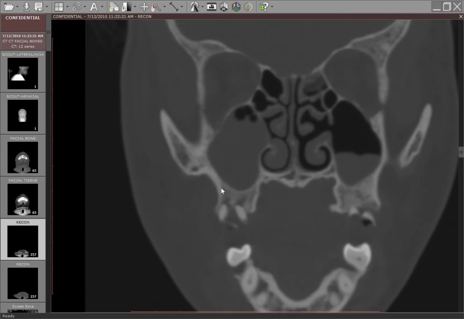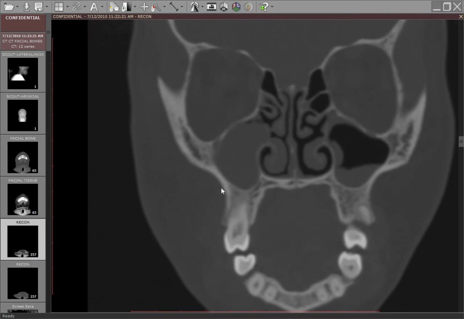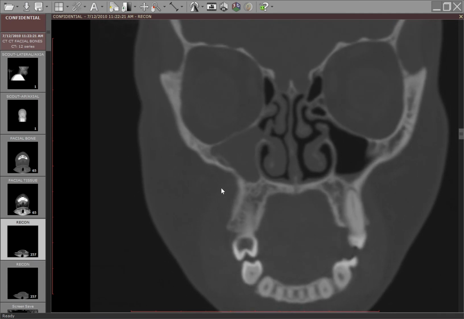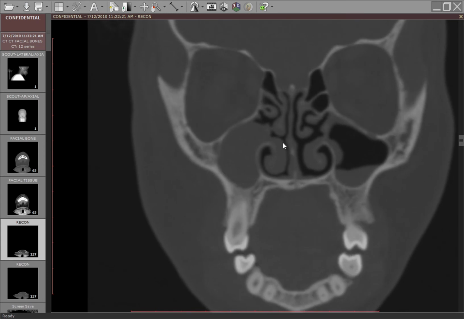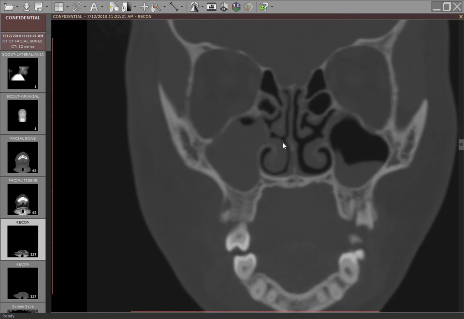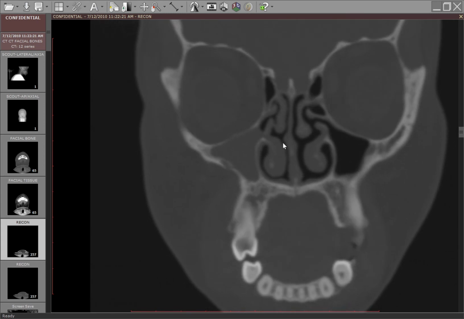I'll tell you that I really do think this is odontogenic sinusitis in this case, and here is why. The maxillary sinus, the ostium is patent, the infundibulum is patent, the meatus is patent. There's really no reason for the sinus to be obstructed or have sinus disease. So I would strongly suggest odontogenic sinusitis in this case.